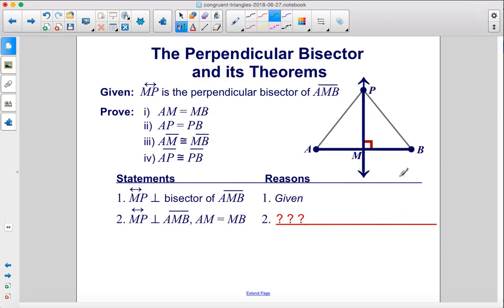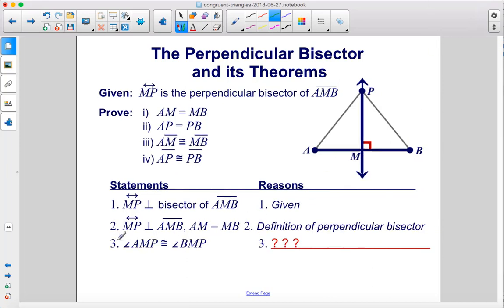Alright, here we have a two-column proof, and we start with our given information, which is that MP is the perpendicular bisector of AB. Therefore, MP is perpendicular to AB, and AM, this length here, equals MB, this length here, because that is the definition of a perpendicular bisector. Angle AMP, so this angle here, is congruent to angle BMP, this angle here, because perpendicular lines form congruent adjacent angles.